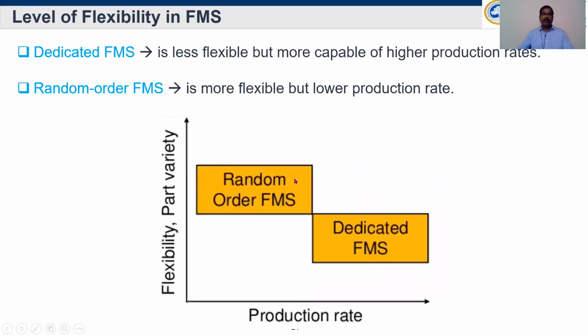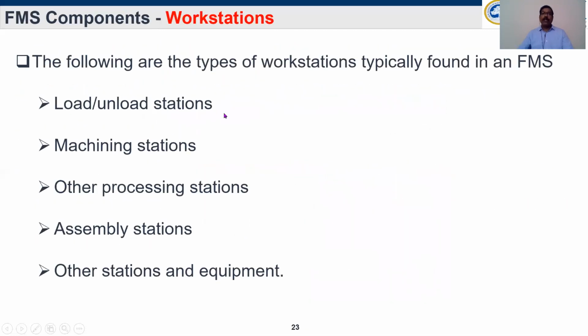Okay. So what are the things? Loading, unloading, machining, like CNC machines, are there. Other processing stations, in the sense like your CNC machines, but not directly involved in machining. And assembly stations, like a pick and place robot, will be there. Others like washing and all are there. So these are all the stations available in FMS. This comes under one of the components. Workstations are one of the components of FMS.